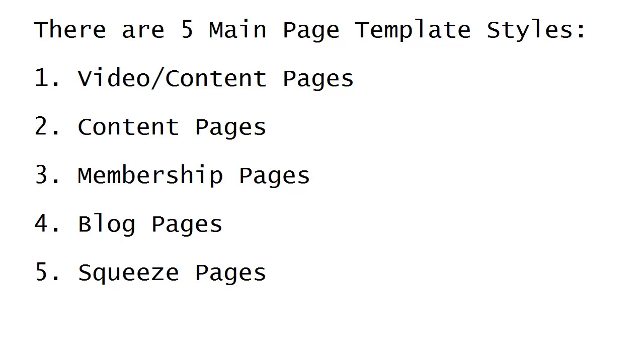Then there's blog pages. Blog pages are simply a blog style where it has a sidebar on the right hand side, header on top, with your content on your left. Then there's squeeze pages, and that's what we're going to get into right now. And there's a number of different style squeeze pages. There is the traditional style squeeze page. There's one called the high conversion squeeze page. There's another one called the flip squeeze page, and so forth. And we're going to be going over a couple of these different styles in this video.